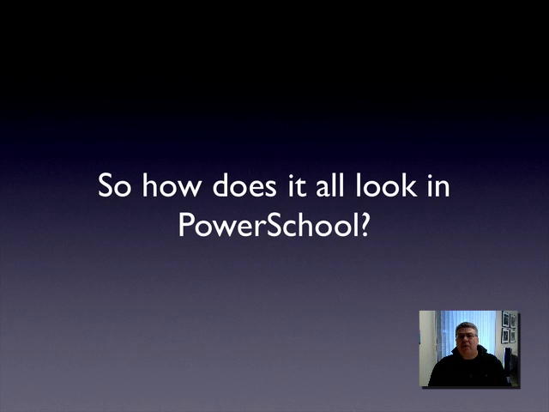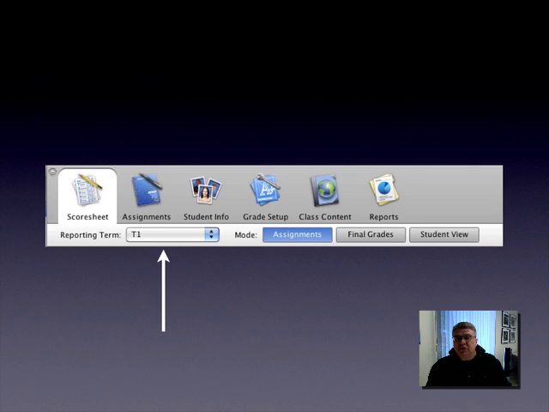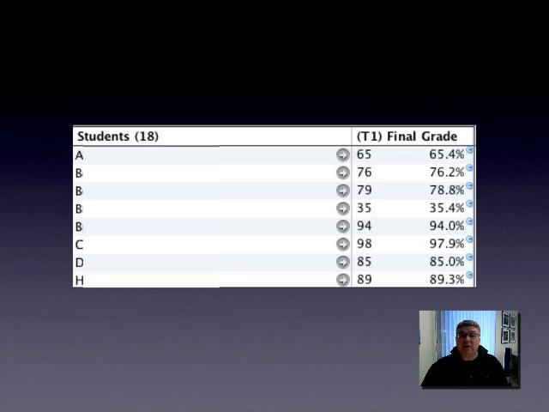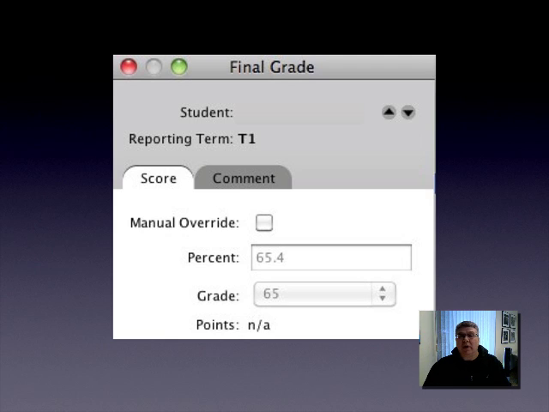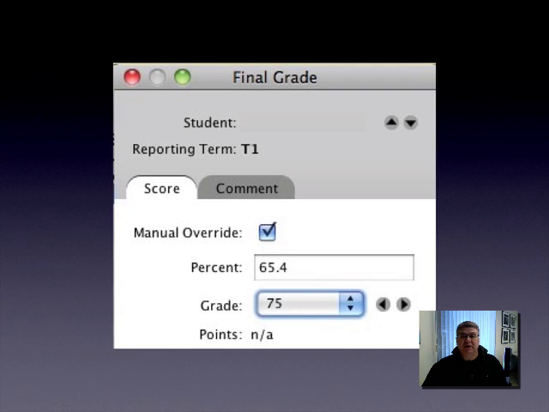So how does this look in PowerSchool? In term 1, the student in my gradebook gets a mark of, well, here they are, 65, 76, 79. Those are the marks that the gradebook calculates out to. So what I'm going to do is, in the mark inspector, I'm going to go in and take this student's mark of 65.4. I'm going to apply my 10% bump to it as a manual override, put 75 in grade. That's what appears on the report card. That's what goes into the grade store.